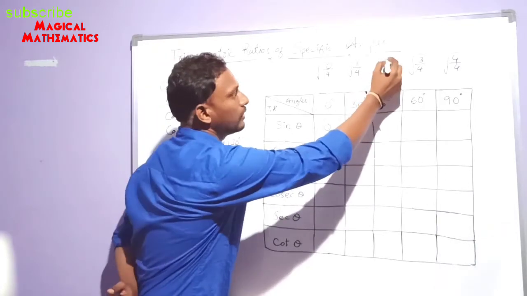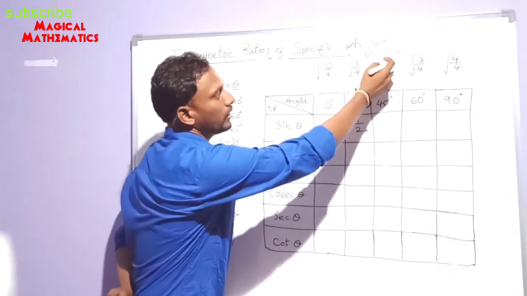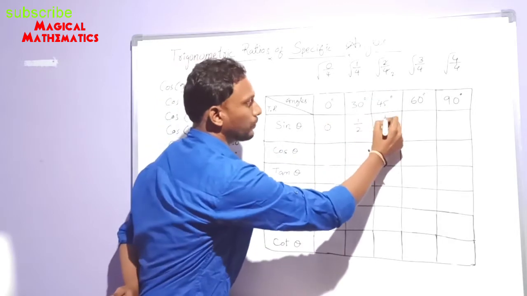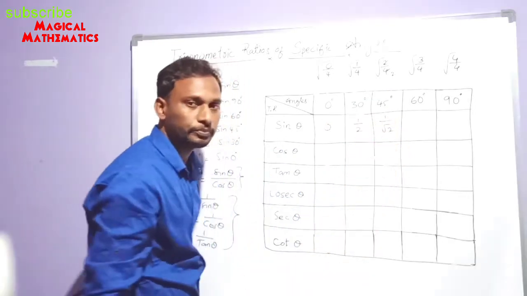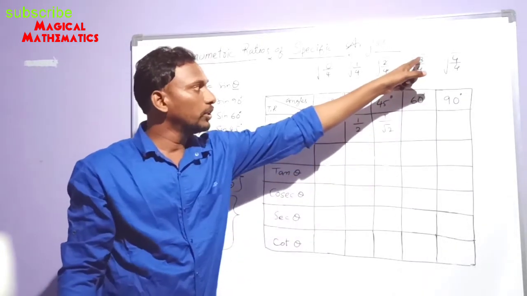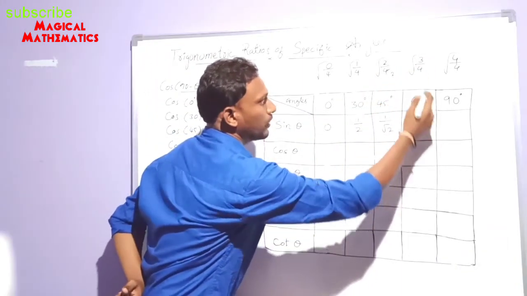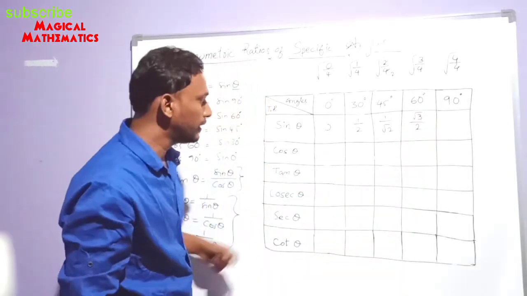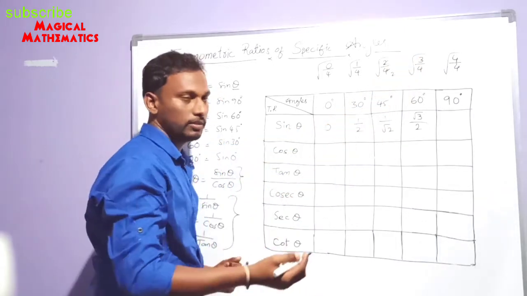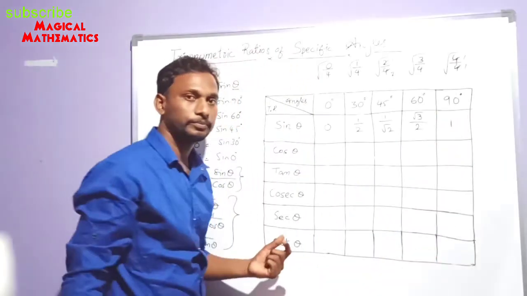Now here, the 2s we can cancel. In the numerator, the square root of 1 is 1 only, and the square root of 2 is root 2, so 1 by root 2. So sine 45 is 1 by root 2. Then sine 60: in the numerator 3 is there, so root 3, and the square root of 4 is 2. So sine 60 is root 3 by 2. Then 4 by 4, the 4s get cancelled, so the square root of 1 is 1.